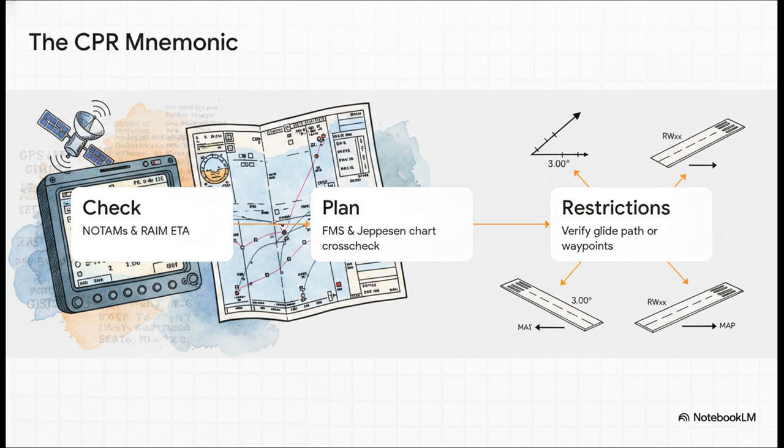Finally, restrictions. And listen, this one is absolutely non-negotiable. An LNAV/VNAV approach should only be used if it features one of 3 specific things: a published glide path angle on the jet plate, an RWX waypoint right at the approach end of the runway, or a missed approach waypoint located before the approach end. If you don't have at least one of those 3, yeah, you're not flying this approach.